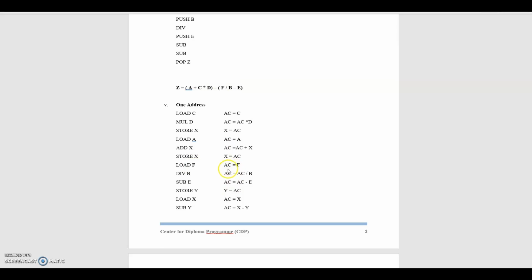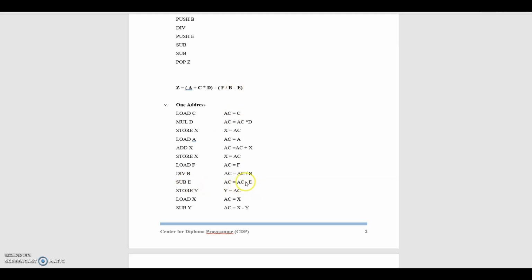We load F. After we store in x, AC will be empty. So we can use AC back. We can put F inside AC. We will divide B. So we use AC, we put AC divide B. So this AC contains F, so F divide B. Next, we keep continuing.